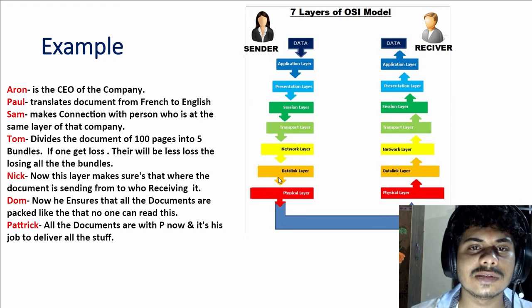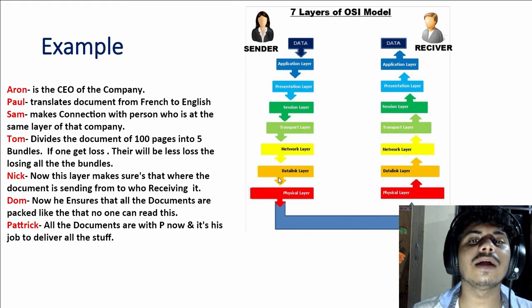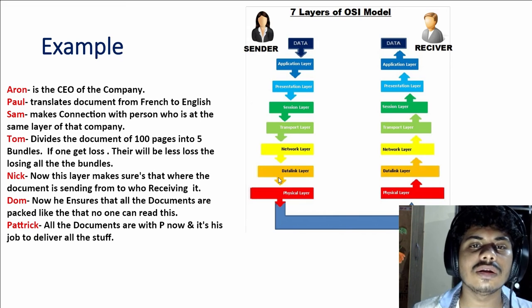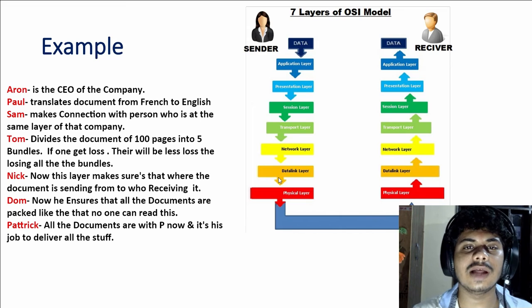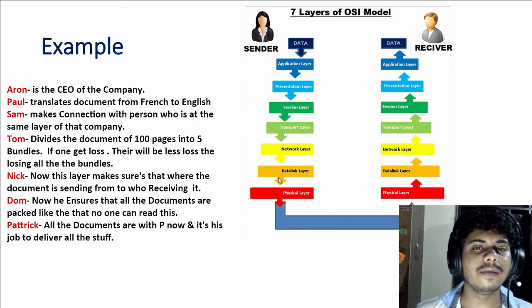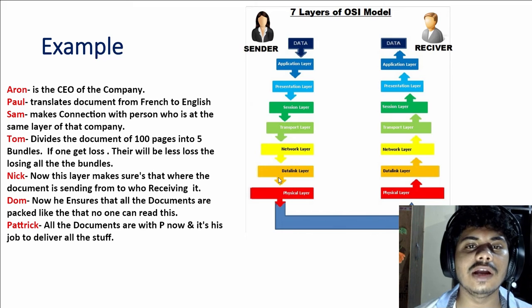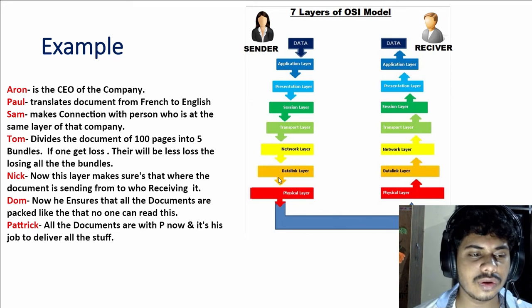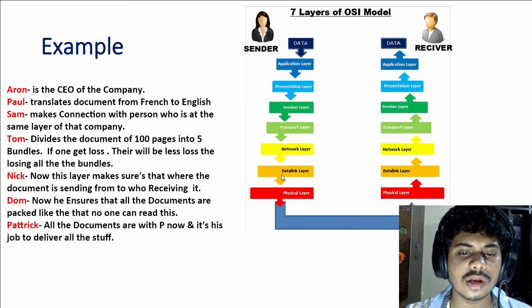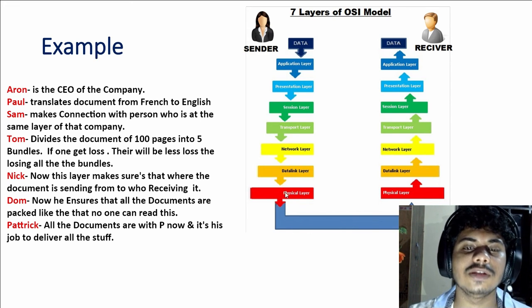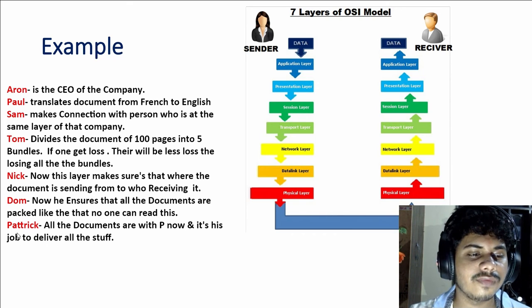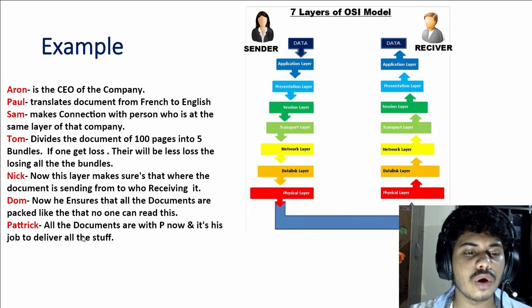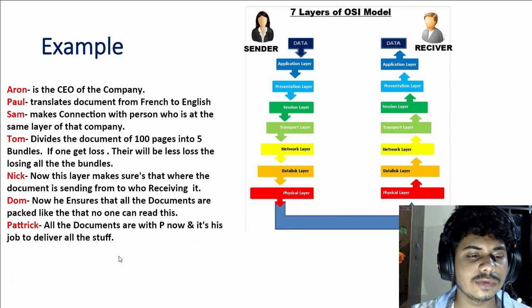Let's understand with an example: if data gets lost, it is not readable by anyone. Let's say you are sending something and it is unreadable, it is unreachable. So it is the duty of the data link layer. Now it gets passed over to the physical layer. Now all the documents are with the physical layer, and its job is to deliver the stuff.